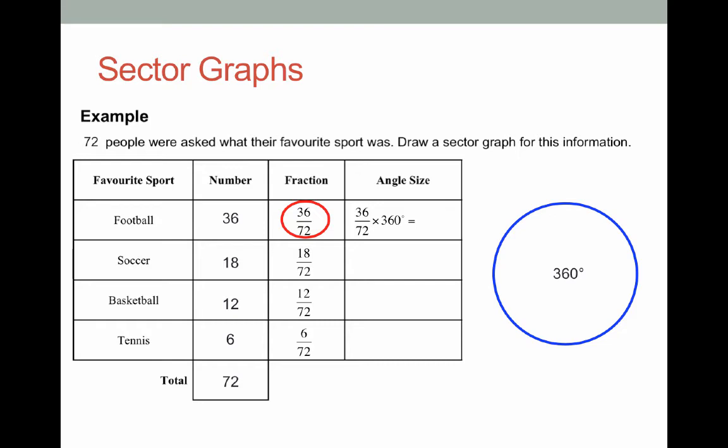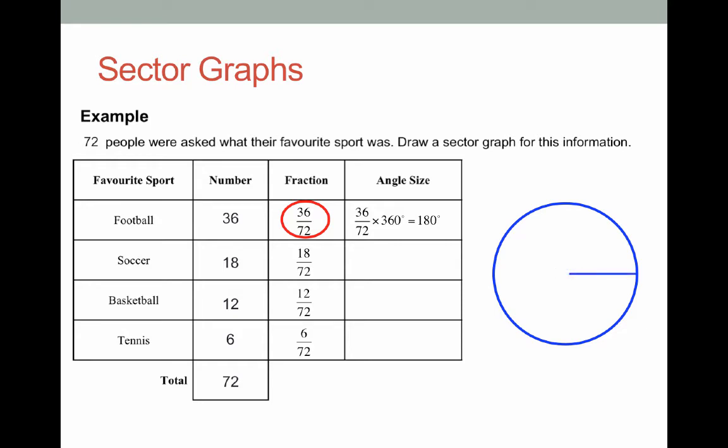It is a half, and what I'm actually working out is what is a half of 360 degrees. Now you might be able to do that in your head. You can use a calculator to do this, but the answer is going to be 180 degrees. That's how big the angle at the center of the circle has to be to represent football. And that's what I'm going to actually do right now.